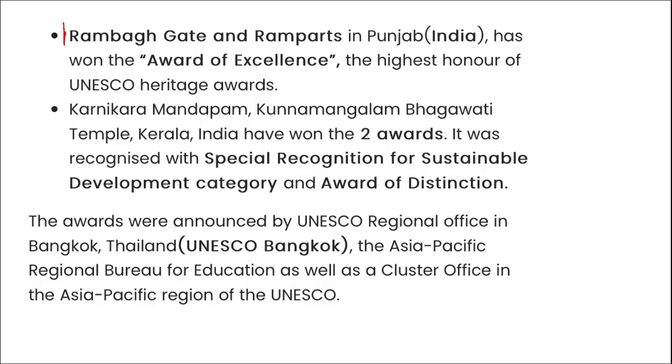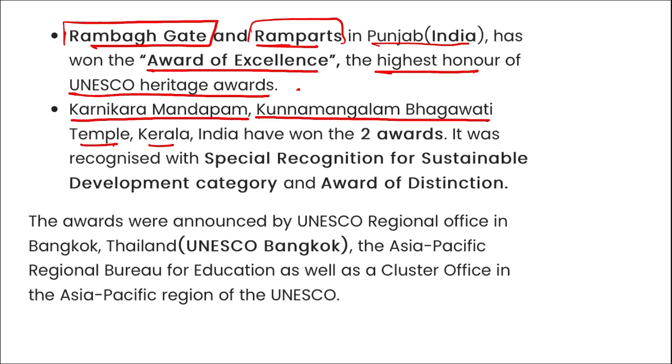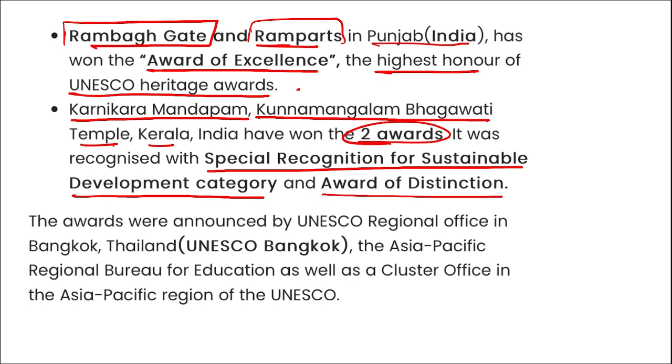Right? I repeat, Rambagh Gate and Ramparts in Punjab, India, have won the award of excellence, that is the highest honor of the UNESCO Heritage Award. Correct. Next, Karnika Mandapam, Kunnamangalam Bhagwati Temple in Kerala, India. They have also won 2 awards, and it was recognized with special recognition for sustainable development category and award of distinction. So remember this also, right?